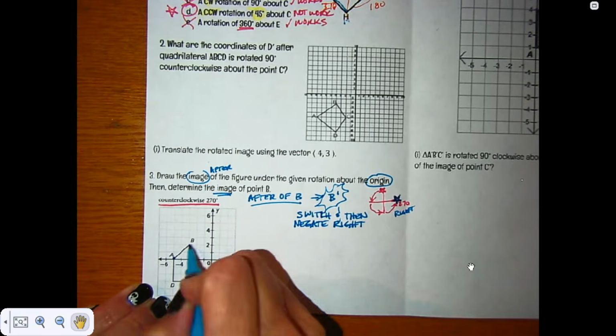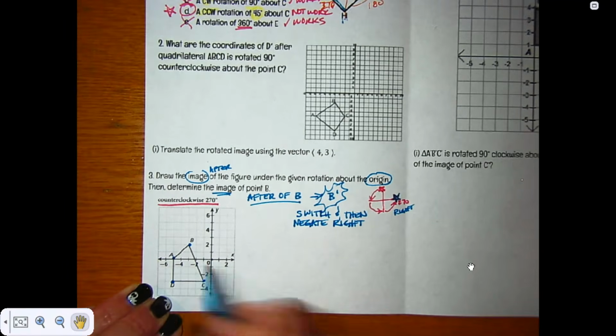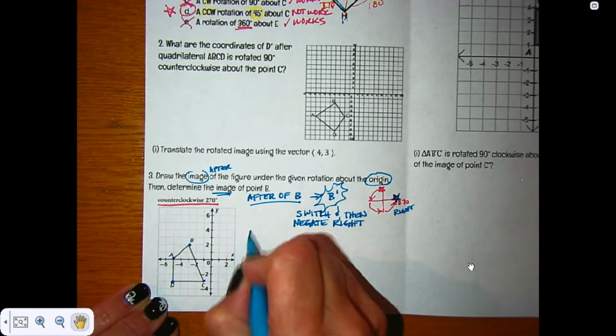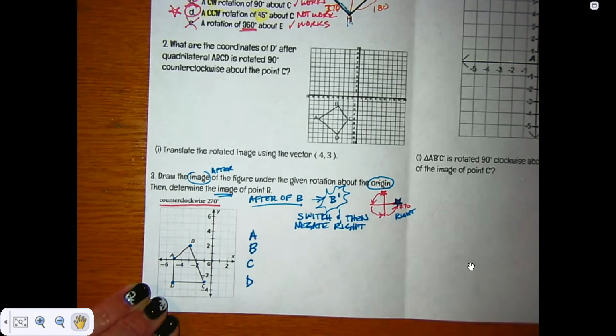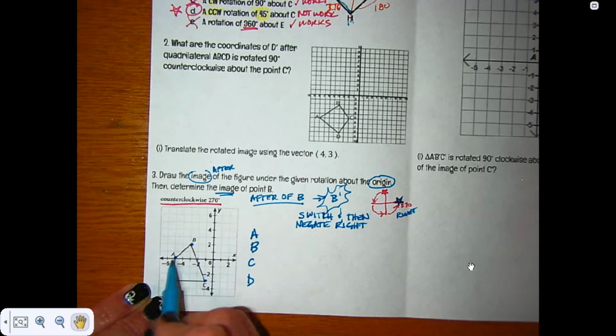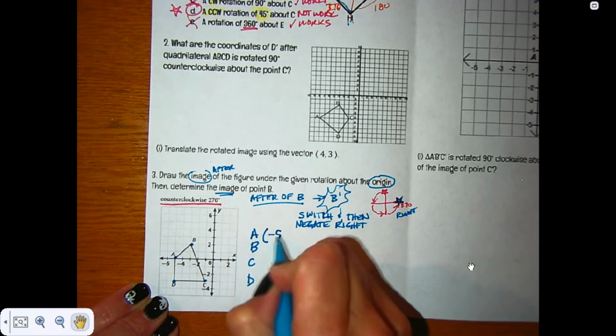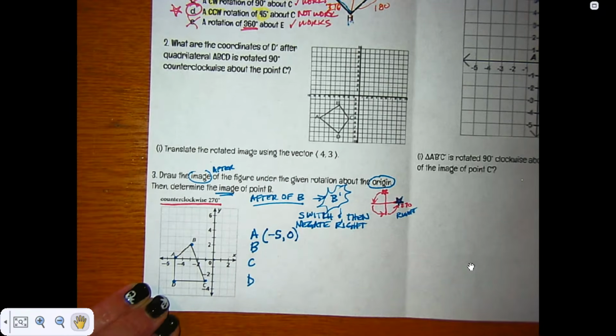Now I need to get all these points because remember, every single point has to move. So we need A, B, C, and D. Okay, so here's our graph. 0, 0 is right here, and it's counting by, would be -1, -2, -3, -4. Okay, so let's find the coordinates of A, B, C, and D, because then we're going to switch them and negate the right. Okay, so point A starts at 0. We dribble before we jump. 1, 2, 3, 4, 5 backwards. So -5, comma, and we don't go up and down at all. So -5, 0 is my first point.